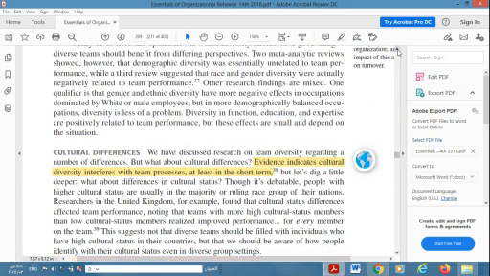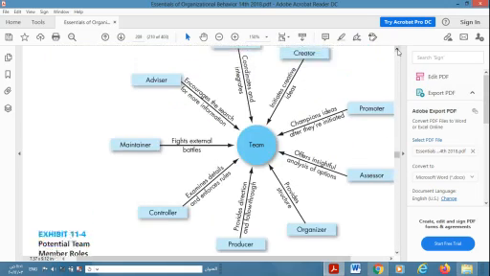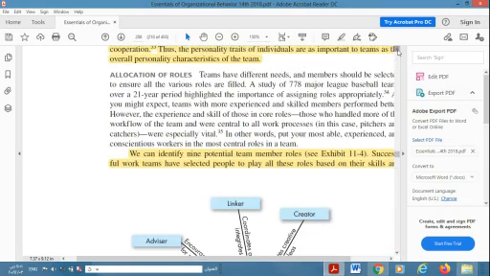So we can go through the second category related to forming or creating an effective team.